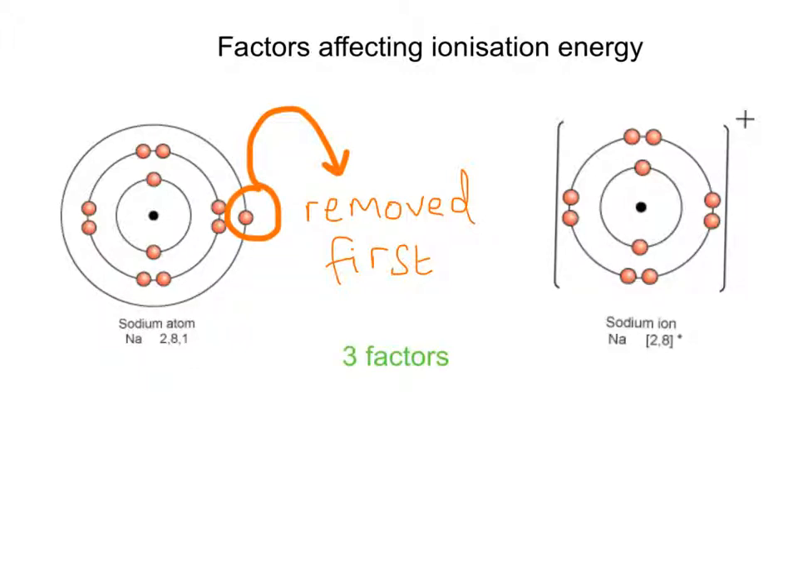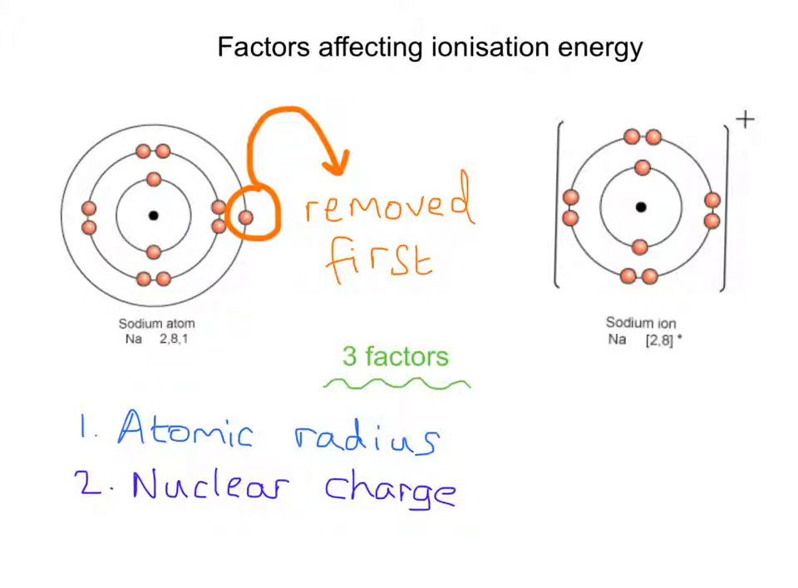The nuclear attraction experienced by an electron depends on 3 factors. The first factor is the atomic radius. The greater the atomic radius, the smaller the nuclear attraction experienced by the outer electrons. The second factor is the nuclear charge. The greater the nuclear charge, the greater the attractive forces on the outer electrons.